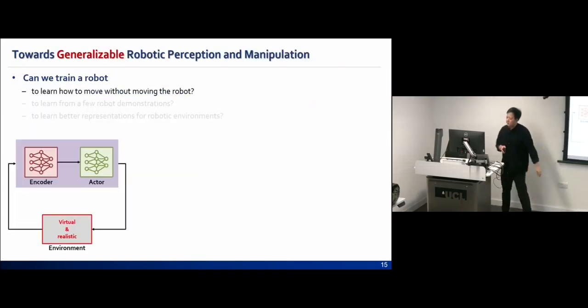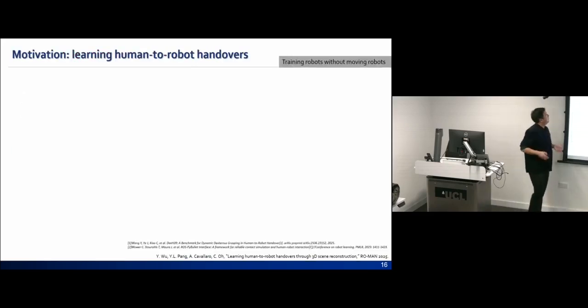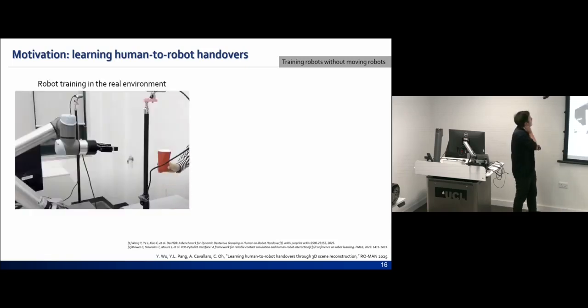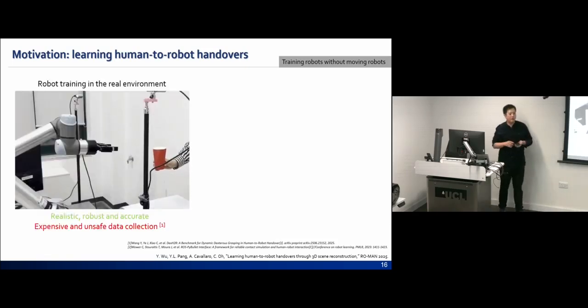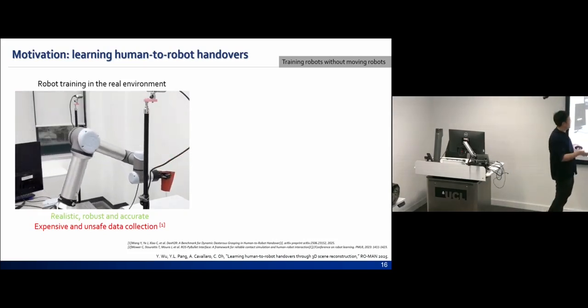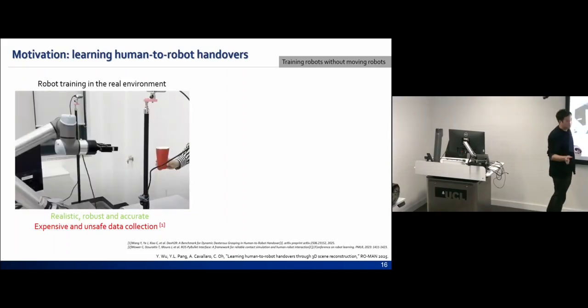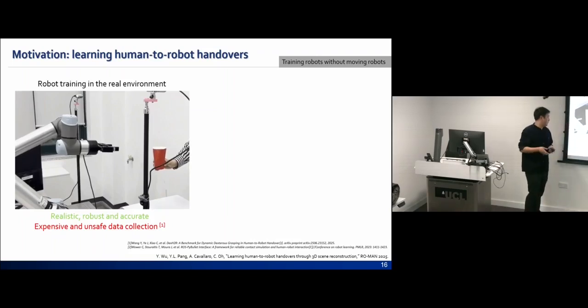Okay, so let's move on to the three topics that I would like to mainly introduce. The first topic is, can we train a robot to learn how to move without moving the robot? Let me first introduce some motivations about this topic and some observations on why we started to work on it. This is robot training in the real environment, and here we are dealing with human to robot handover. Human is giving an object to a robot, and then the robot should be able to execute the grasping successfully, and then put this object to the desired location.